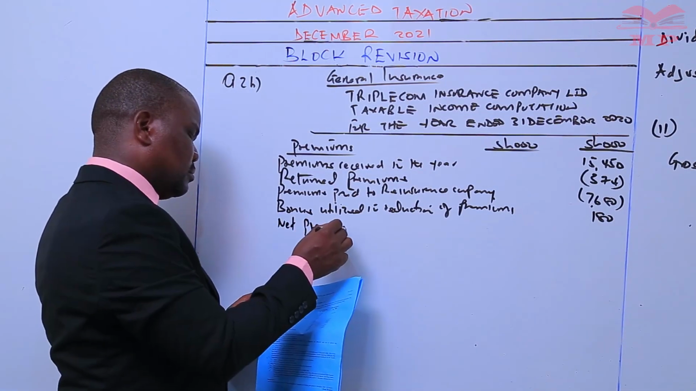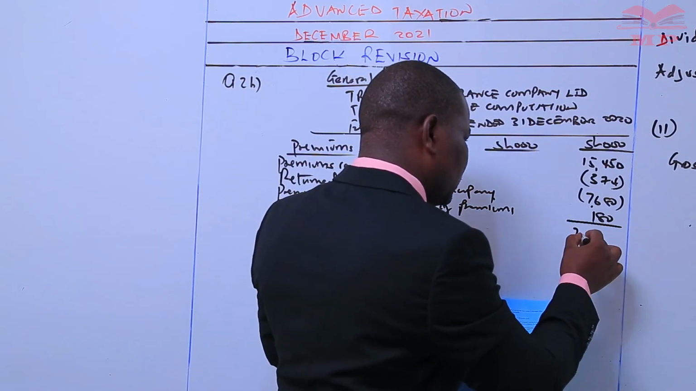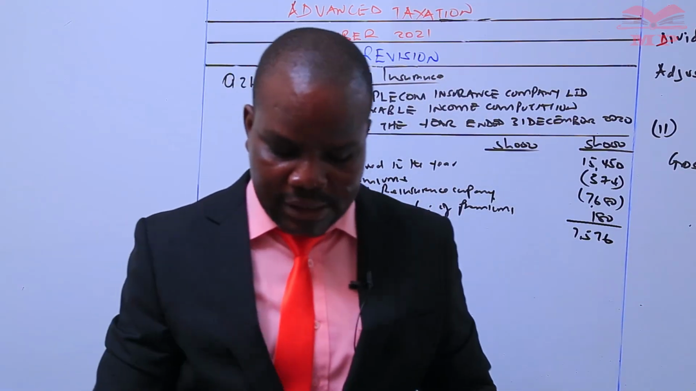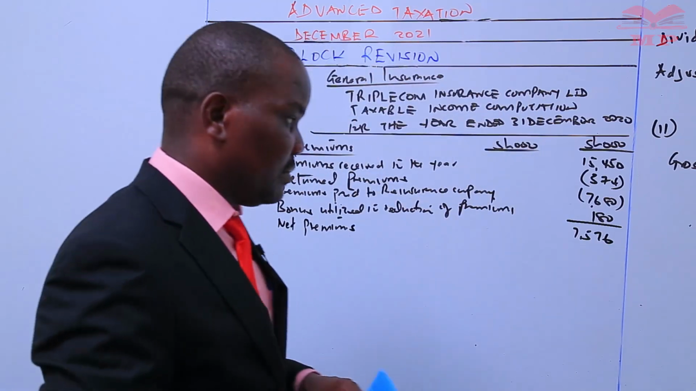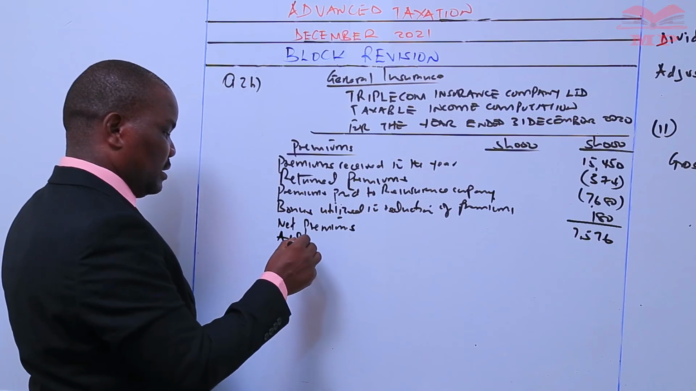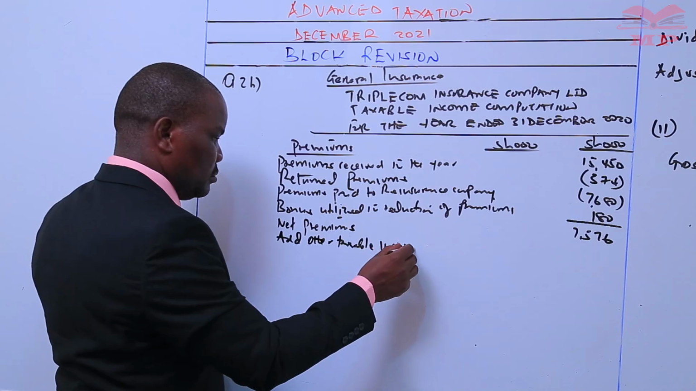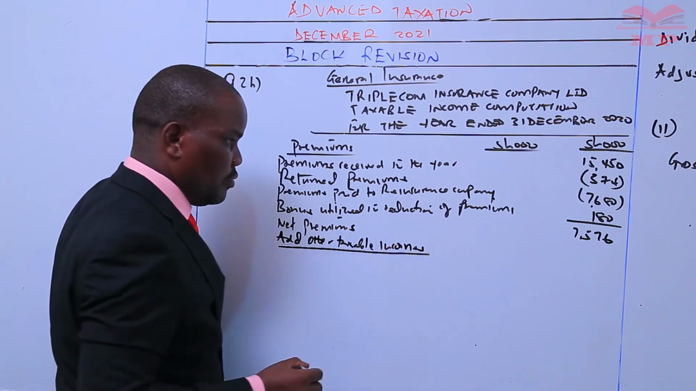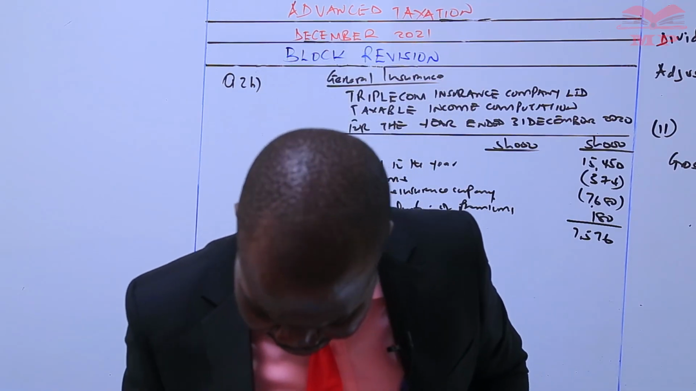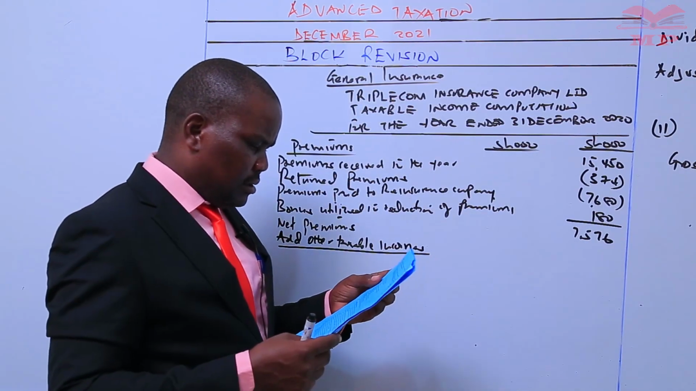Net premiums of 75.76. That is net premiums. At that point, we say add other taxable incomes. That is, we add any other taxable income the firm had under general insurance. So we look for any other taxable income the company could have had under general insurance, then we add them at that point. Good. So we look at the list provided.